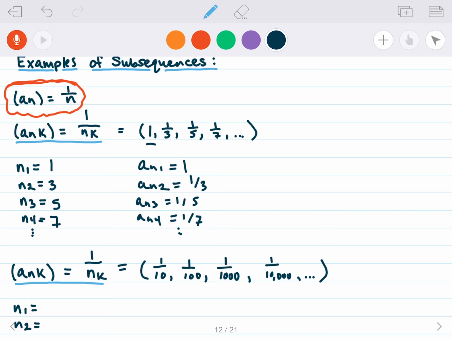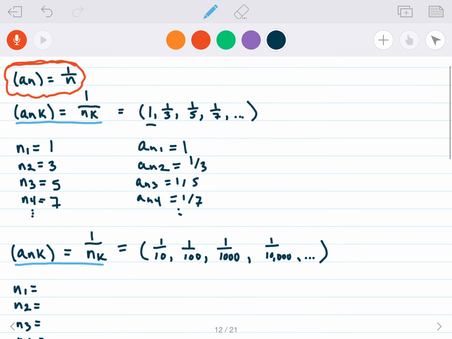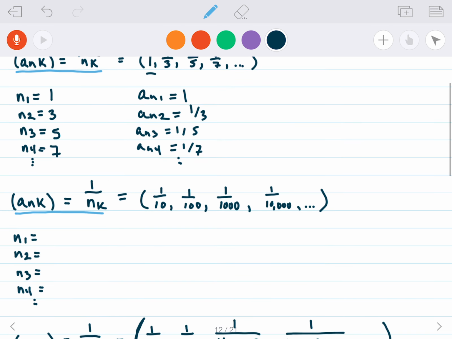Okay, so we're just plucking out terms in our original sequence. Okay, what about this one? So our original sequence is still 1 over n, and so our subsequence is defined by this list of numbers, 1/10, 1 over 100, 1 over 1,000, and so forth. And so what's our n1? This is going to be the 10th term in my original sequence, so n1 is going to be 10. n2 is going to be 100. It's going to be my 100th term in the sequence 1 over n, and so forth and so forth.